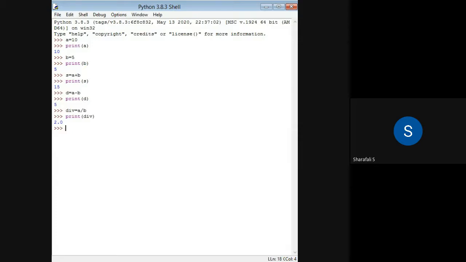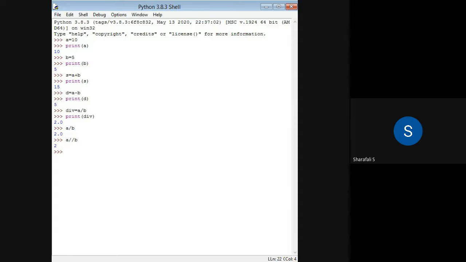Okay. Now you can directly give a by b here. That also will give the value. But I'm using print to know the value that is assigned to that particular variable div. Anyway, now my value is 2.0, and if you are using floor division, you have to use that division symbol twice. Then that will give you 2. The decimal part is removed.